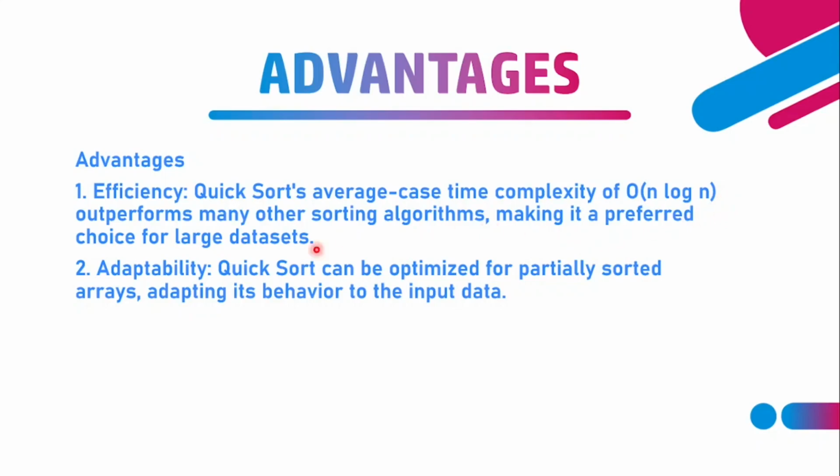The second advantage is adaptability. It means that quicksort is considered an adaptive sorting algorithm. If you are wondering what an adaptive sorting algorithm is, it is one that takes advantage of the existing order in the input data to improve its efficiency. So quicksort can be optimized for partially sorted arrays, adapting its behavior to the input data. So this ends the brief introduction to quicksort.